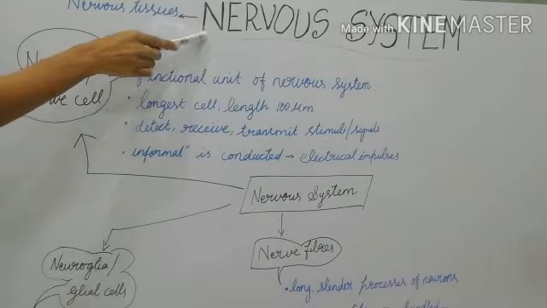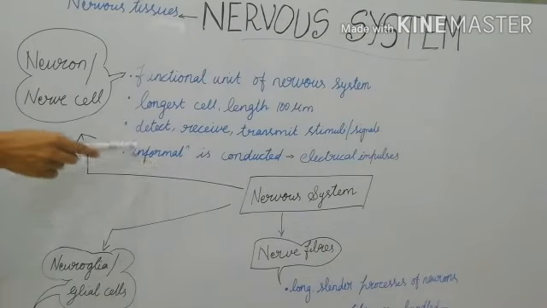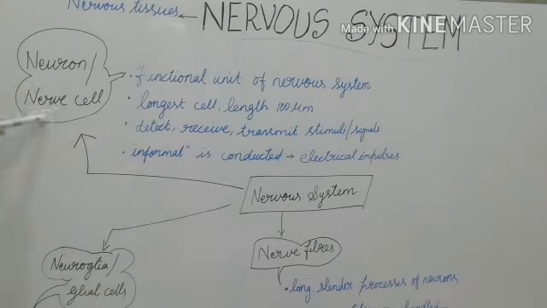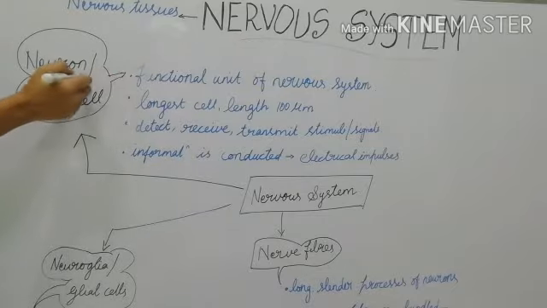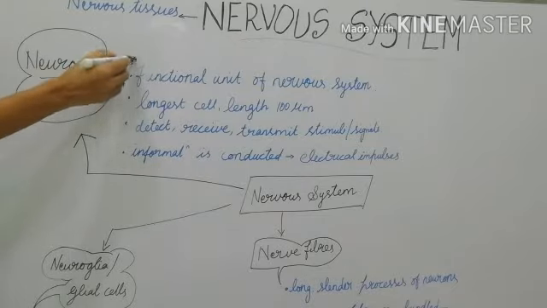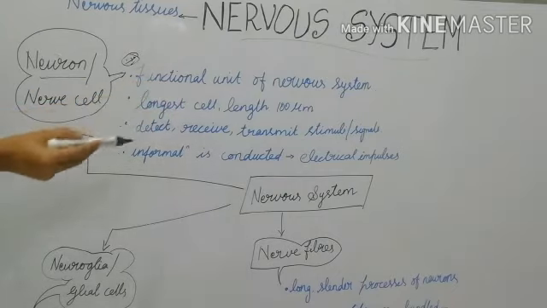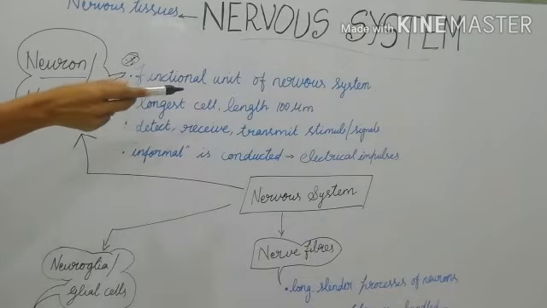This nervous system is made up of nervous tissues, and it consists of three main parts. They are the neuron, neuroglia, and nerve fibers. Neuron, which is also known as the nerve cell, is the structural and functional unit of the nervous system. So this is an important question. Dash is the structural and functional unit of the nervous system: neuron. It is the longest cell and its length is 100 micrometer.